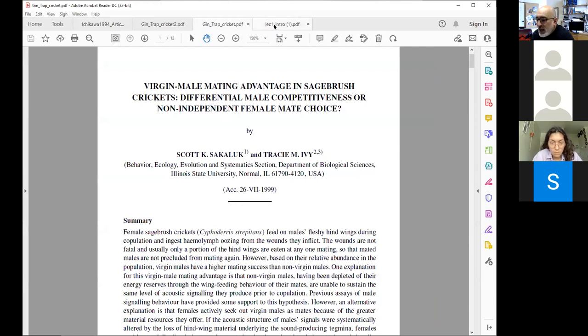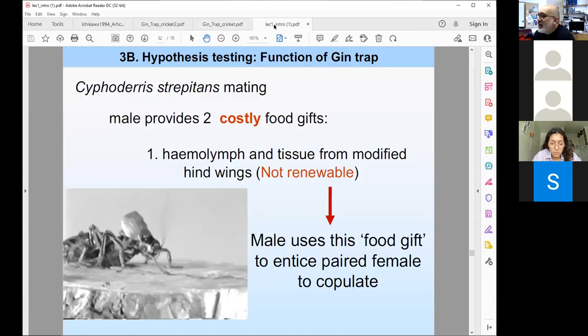I won't go down that road. But all to say that this is a non-renewable food gift that the males can provide. Males can mate more than once. It's just that the ones that have mated more than once are not as attractive to females because they can no longer provide the hemolymph and tissue from these modified hind wings if they're completely consumed.